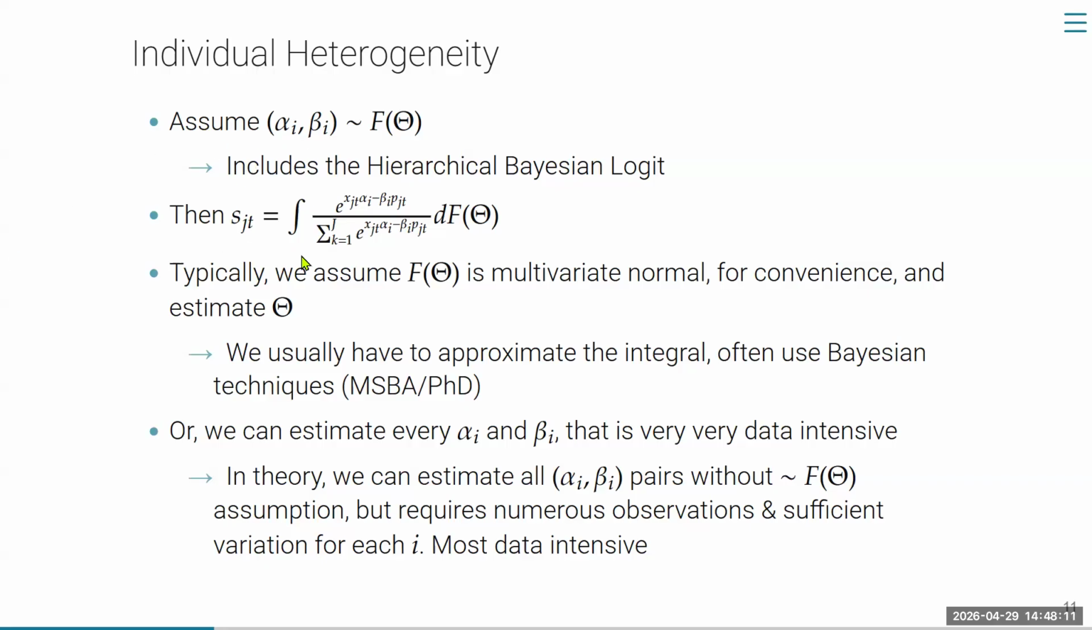When we do that, we take a similar approach to before, where we calculate individual level choice probabilities and integrate out over the distribution of the individual heterogeneity. Now, what we usually do is we assume that distribution to be multivariate normal. It has some good properties, so it's relatively convenient. And then we estimate what are called the hyperparameters of that multivariate normal distribution. So capital theta would include the means and the covariance matrix of the parameters in the multivariate normal.